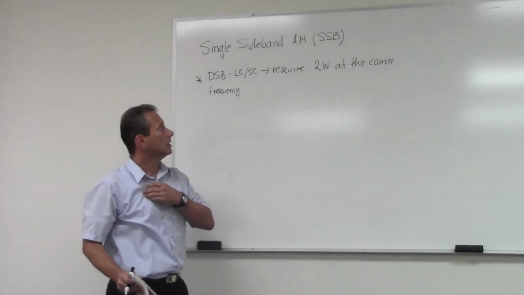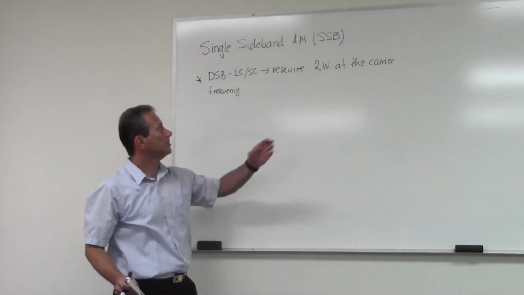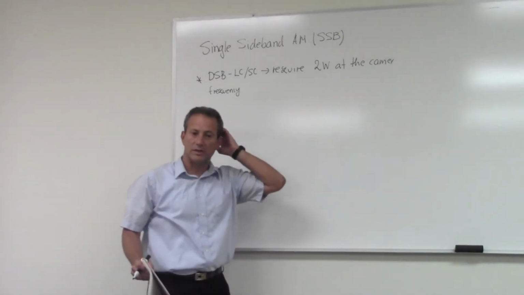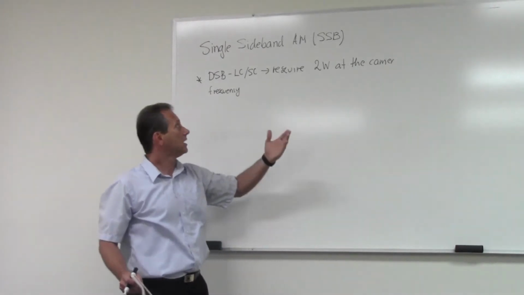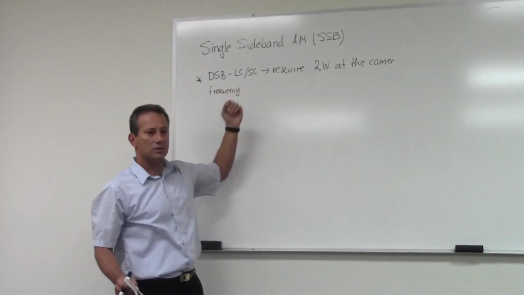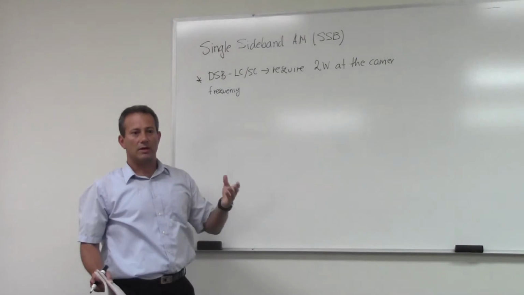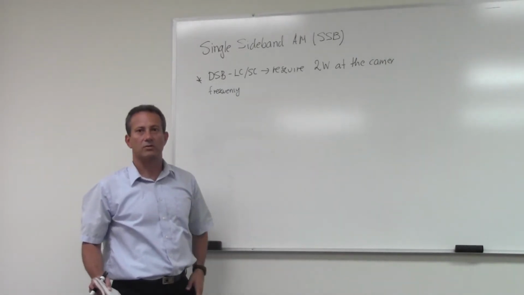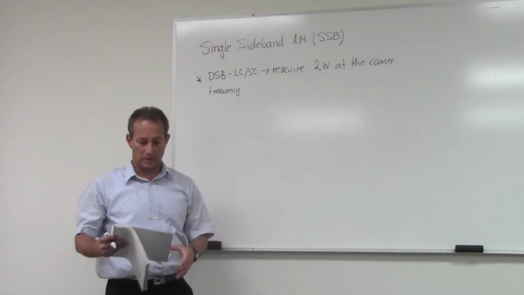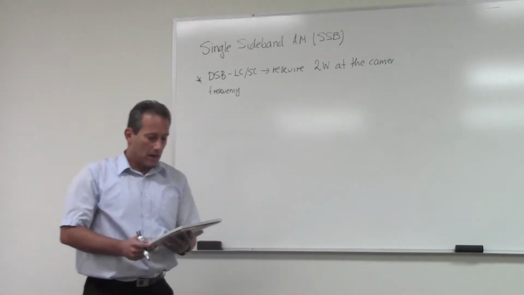We assume that our message signal m of t is band limited so that it extends in the frequency range from 0 up to W. So we discovered that if you were to use any one of these double sideband schemes, we end up needing 2 times more spectrum at the carrier frequency than what we needed at the baseband.